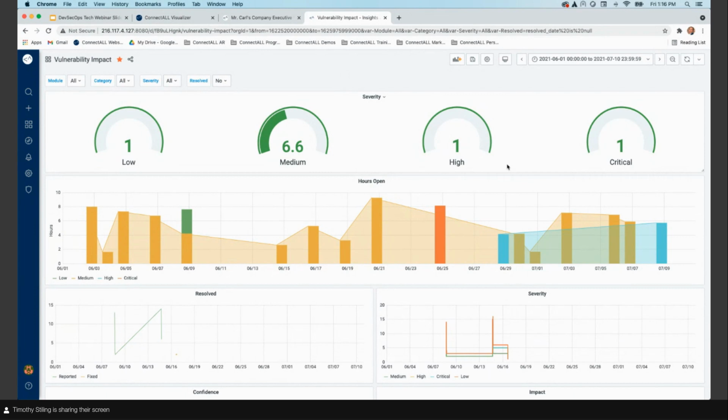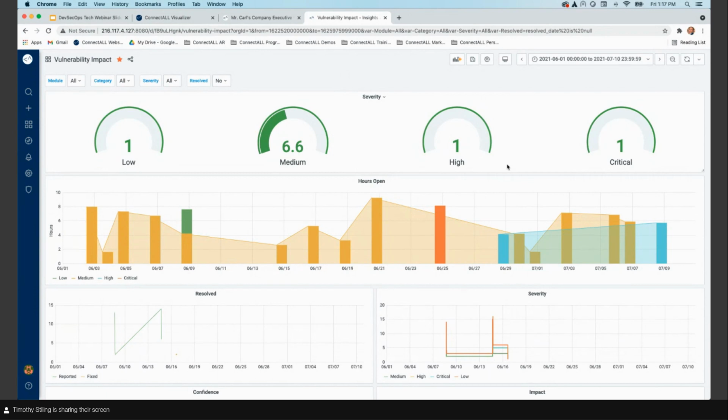So that static view is an important indicator of how well you're doing and how you might want to focus your efforts to look at the vulnerabilities at a particular level.